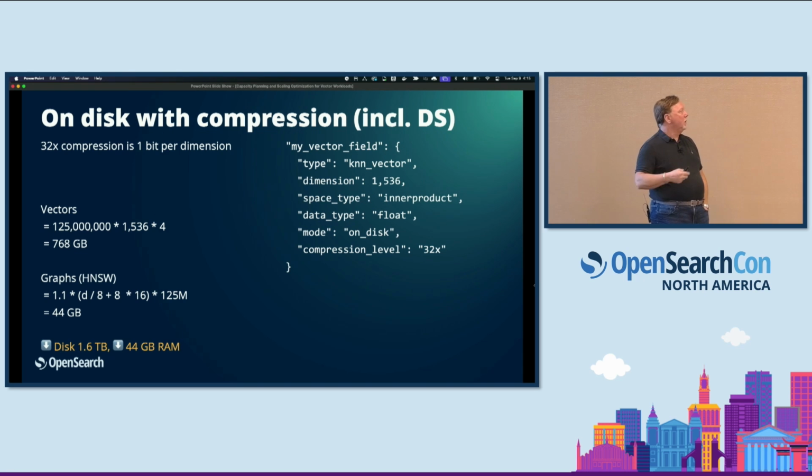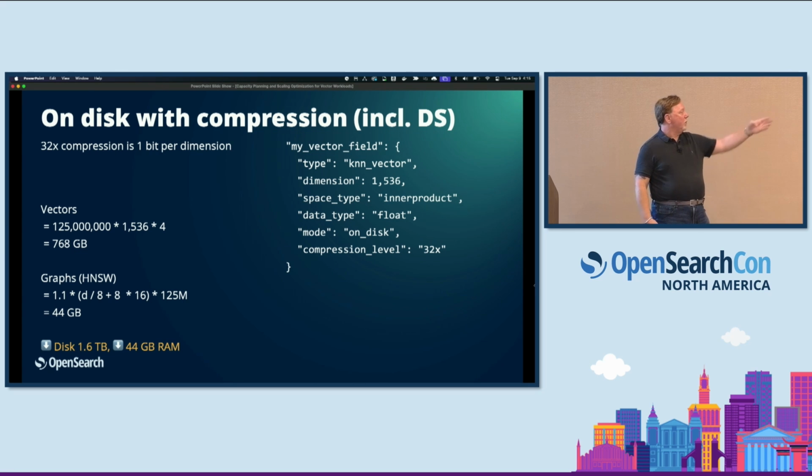So, and all of these, by the way, ever since I said derived source, I've been including derived source in all of these calculations, including this one. That includes derived source, right? So the on-disk mode supports compression levels that let you set everything from 1 bit per dimension, or 32x compression, down to full precision 1x compression. In this case, we're looking at 32x compression. The graphs we're creating are with binary vectors, and the on-disk is the full precision vectors.